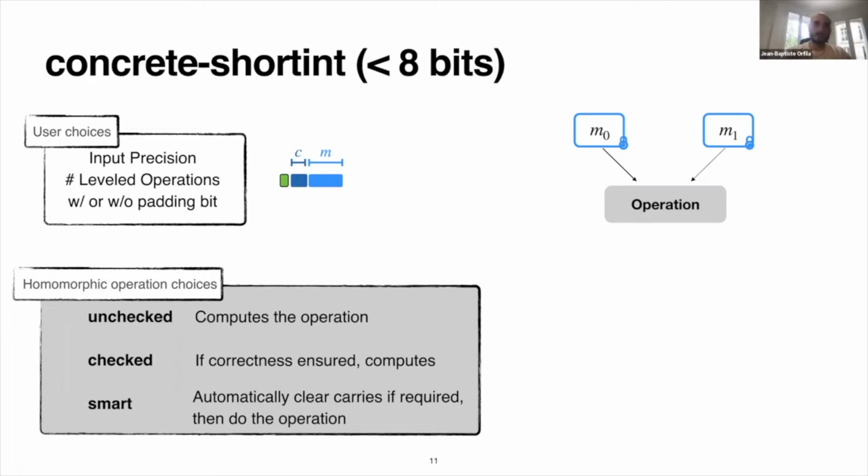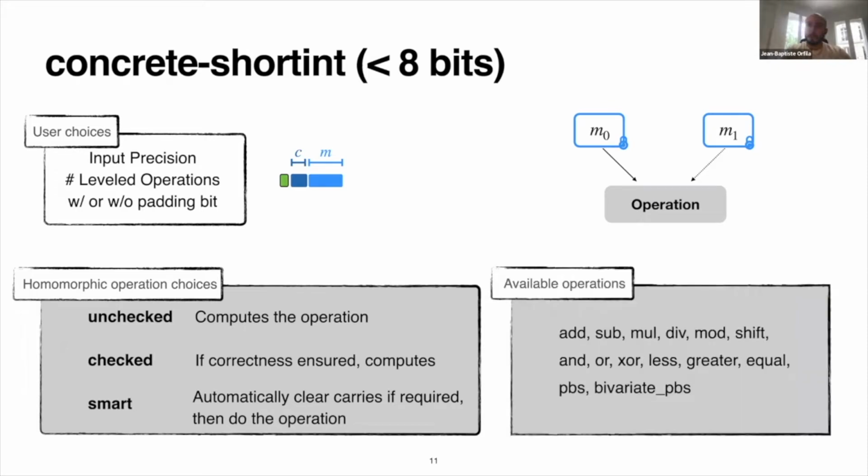So in particular, as we have seen before, we want to be sure that the padding bit is not overwritten. And in this case, the smart operation will take care of clearing the carries for the user. This also means that to compute the same operation, let's say an addition, for instance, the time is not constant between the operations, because from time to time, the smart one will take care of computing a PBS in order to remove the carries.